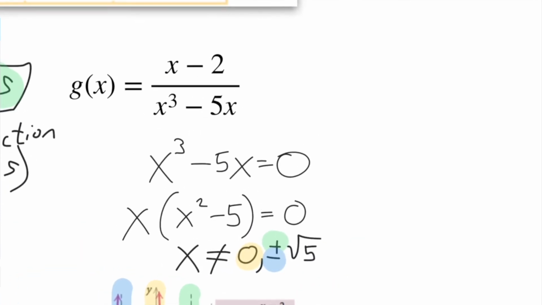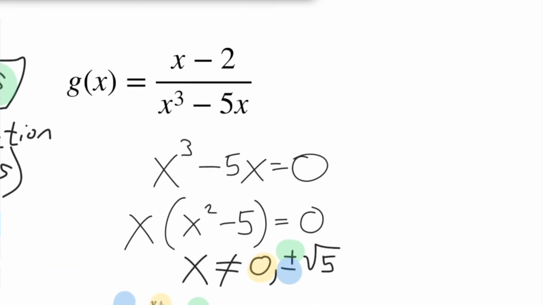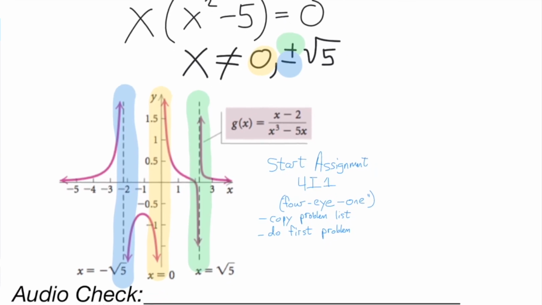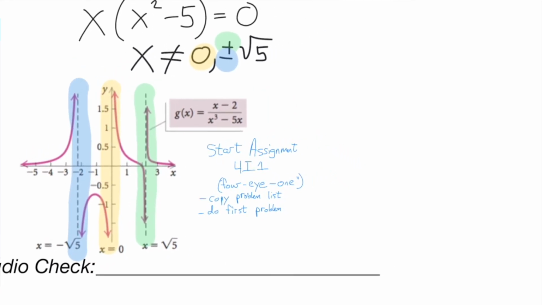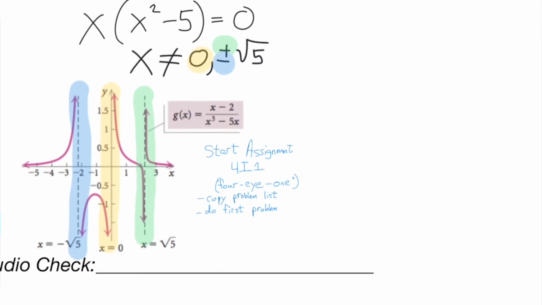Okay, next example. We have x minus 2 in the numerator and x cubed minus 5x in the denominator. You can figure out where the denominator equals 0 by solving this equation. You can factor out an x, so x should not be 0, and x should not be plus or minus the square root of 5. Well, that's where the asymptotes are going to be. We have an asymptote at 0 here, an asymptote at positive square root of 5, and an asymptote at negative square root of 5.